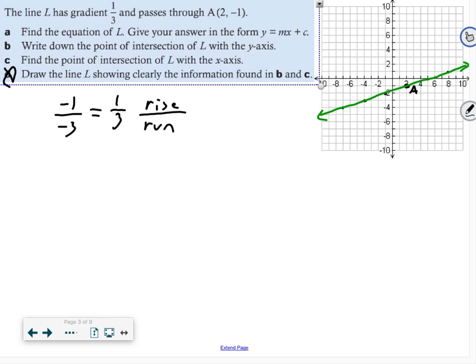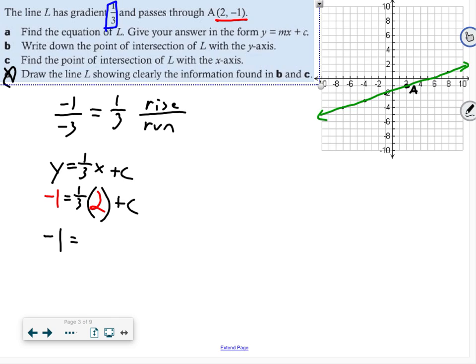So just like before, I can say that y is equal to 1/3 x plus c using my gradient that was given. Now I'm going to use my point (2, -1) and plug that in for my x and my y. So now I have the equation -1 is equal to 1/3 times 2 plus c. So I have an equation. So now I have one unknown, so I can solve for my c value. So I simplify this. So I get -1 is equal to 2 over 3 plus c.